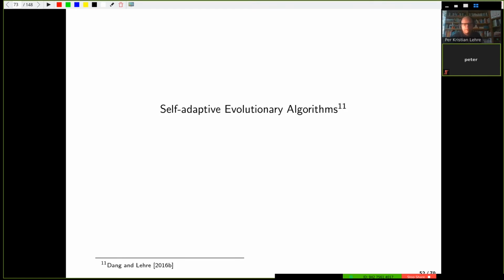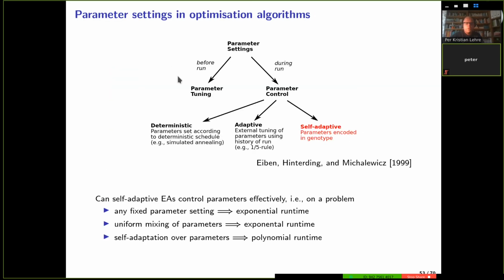This is self-adaptive evolutionary algorithms, which are algorithms that change their parameters while they're running. There are two broad ways of doing parameter settings. What we've talked about so far is that before we start the algorithm, we choose some parameters. The way we can do that is to try different parameters in different runs and then pick the best algorithm over the runs. Or, during the runs, we can change the parameters while we're running.